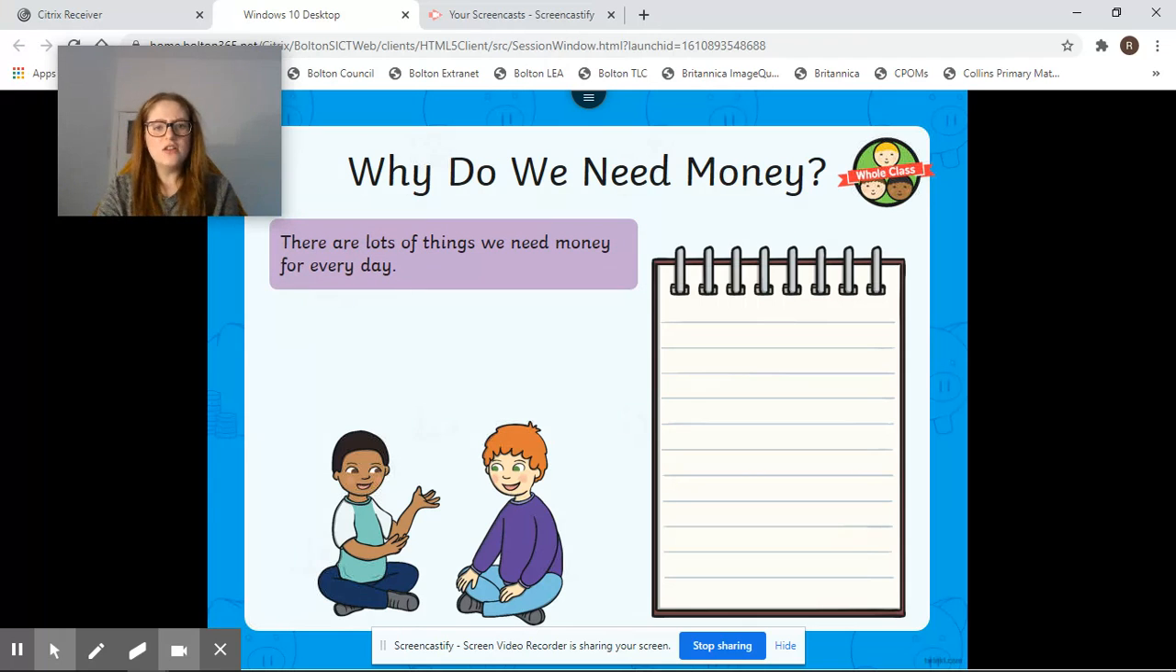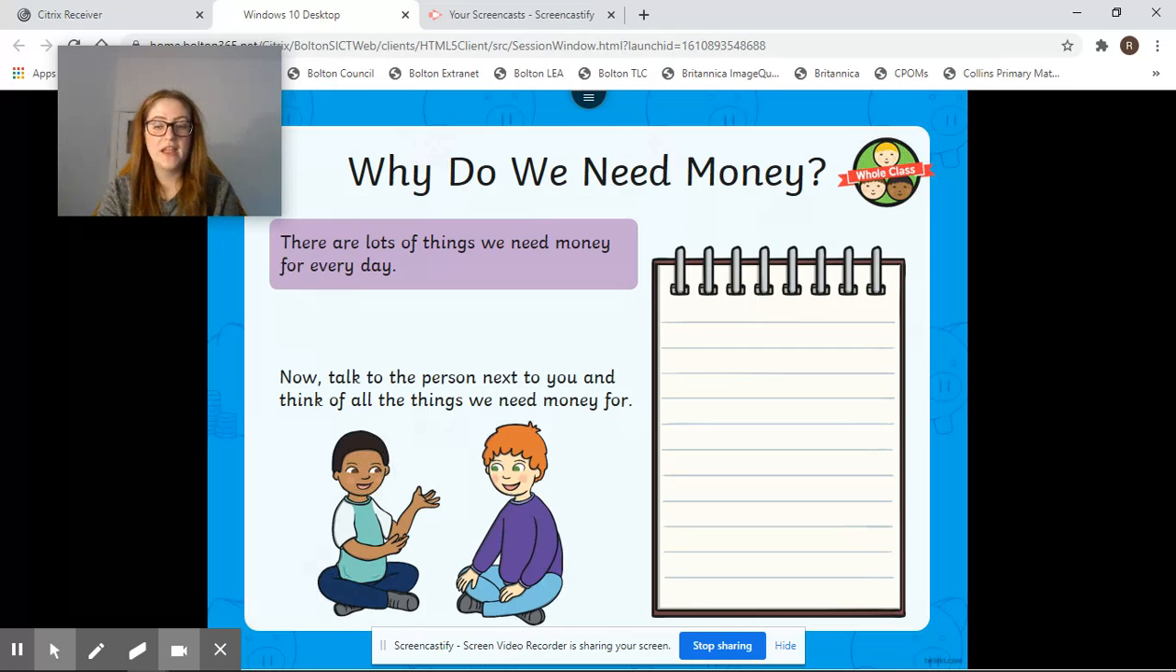So there are lots of things that we need money for each and every day. What I want you to do is talk to your adult that you might be sat next to, and think of all the things that we need money for. If you've got some paper next to you, you can write a little list of what we need money for. So you can pause this video now and have a little think about that for me. Off you go.